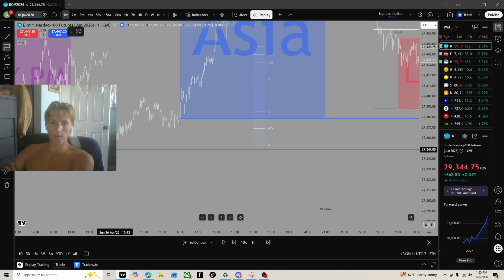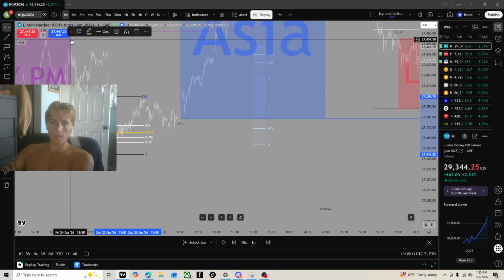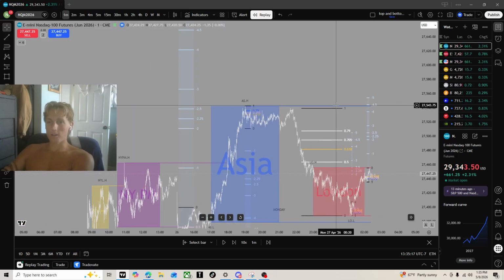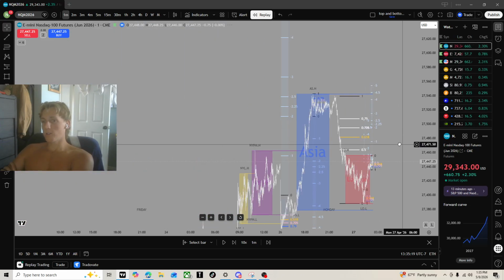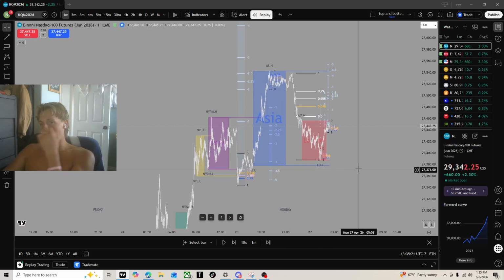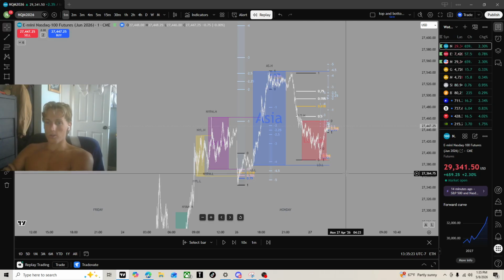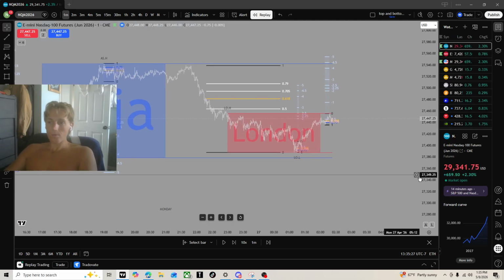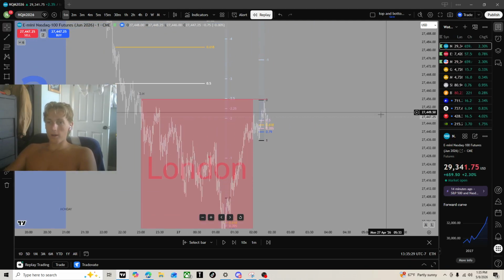If you draw your fib from this low to this high, you can see that we fully extended to the 2.5. So if we do want prices higher, then we probably want to sweep Asia lows first and then continue higher to the -4. So let's just let London play out a little bit more.